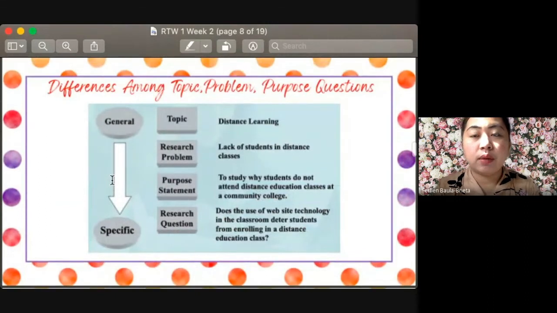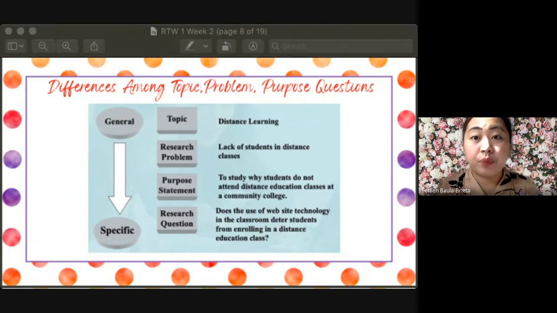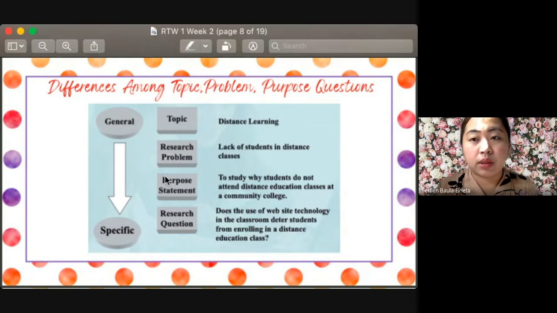To understand more, we have here the general topic, for example, distance learning. So in distance learning, you can identify different problems. So you just formulate what is the research problem that interests you. Maybe there is a problem on the attendance. So lack of students in distance classes or distance learning.